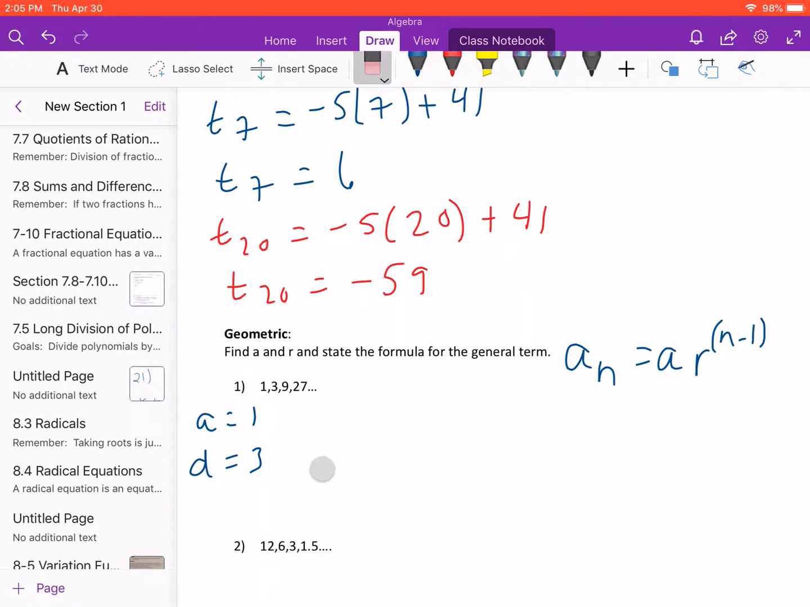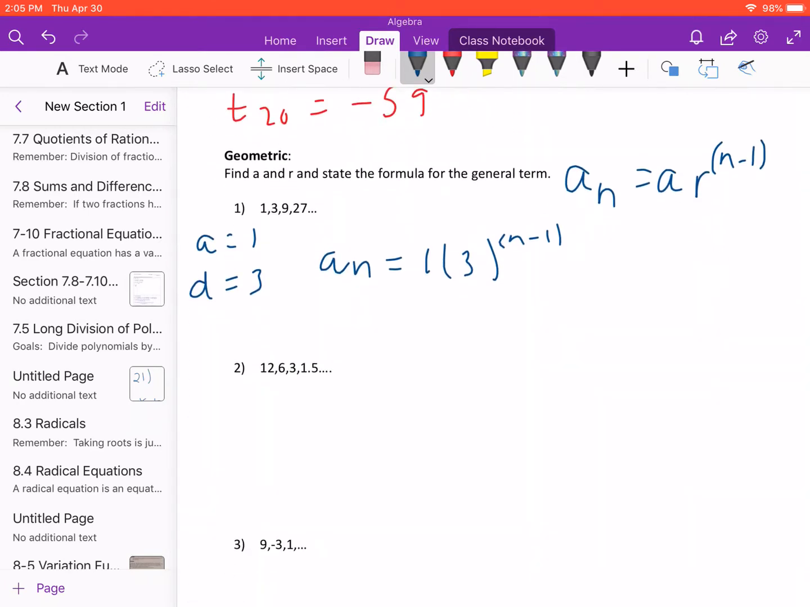So when we plug that in, we'll have A sub n equals 1 times 3, all raised to the n minus 1. Next one, 12, 6, 3, 1.5. That, to me, looks like we're going down by 1/2. So our beginning number is 12. Our common ratio is a positive 1/2. And we're going to plug that into that equation. A sub n equals 12 times 1/2, all raised to the n minus 1.